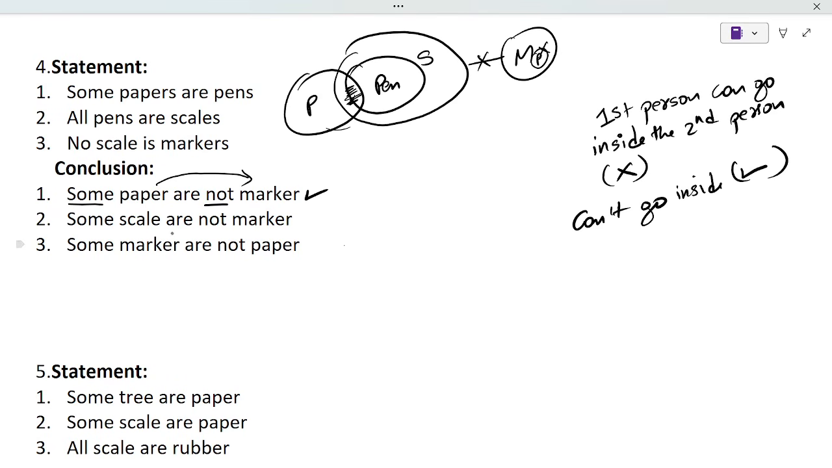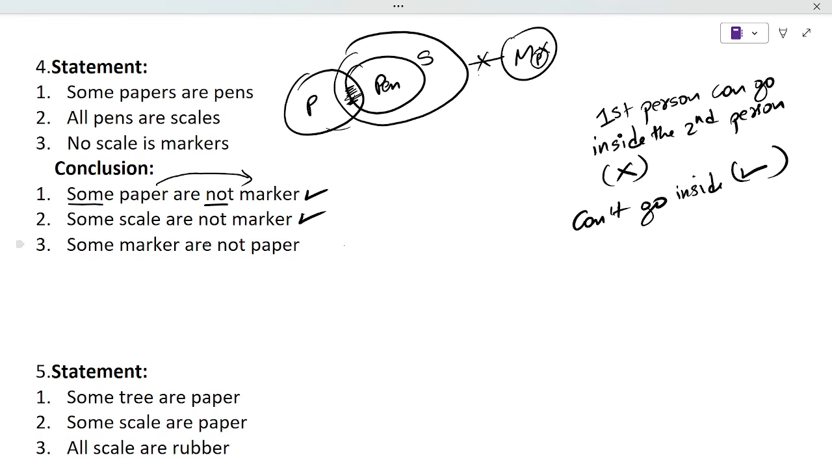Next one. Some scale are not marker. Can all of scale go inside marker or not? It can't, because the statement says scale and marker can't even touch. If they can't even touch, how can all of it go inside? So it can't. Since it can't, the answer is true.